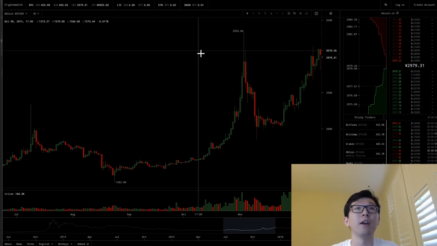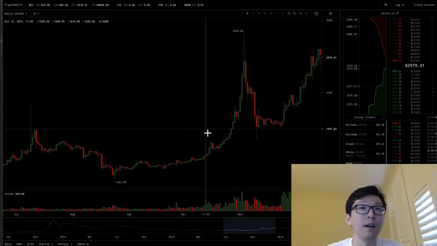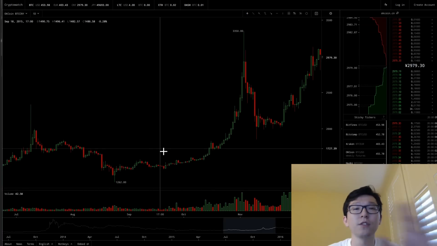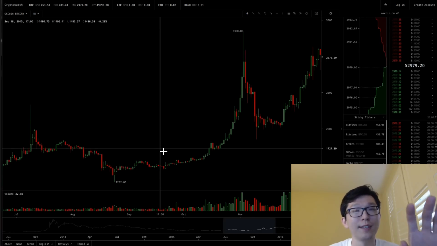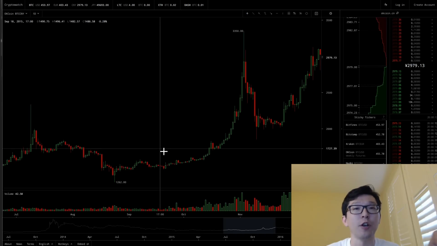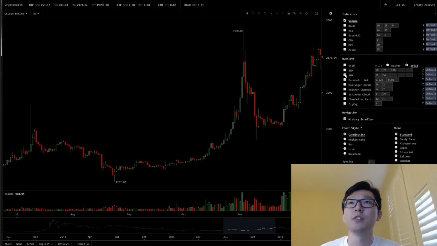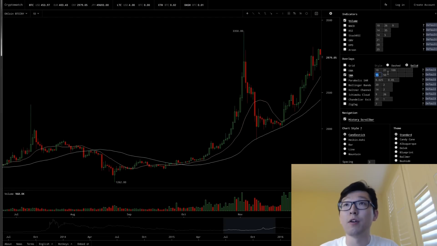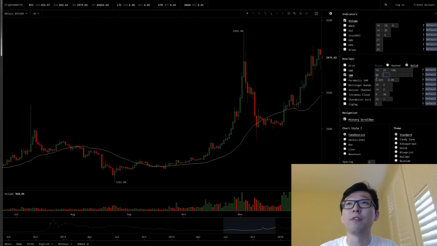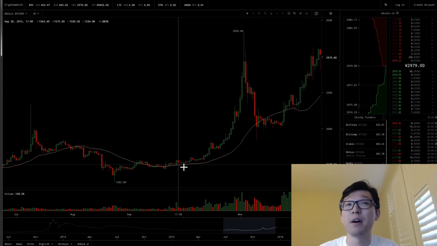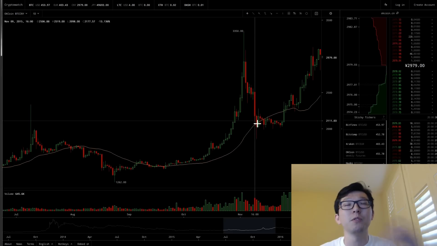So here we have a Bitcoin chart on the daily. As you can see here, to identify a bull flag, first of all, the most important thing you have to understand is that it has to be in an uptrend. So let's apply what we learned from the previous tutorial. Let's use a moving average. Let's use a 30-day moving average to identify a trend. So only if the price is above the moving average would you quantify that a bull flag exists.